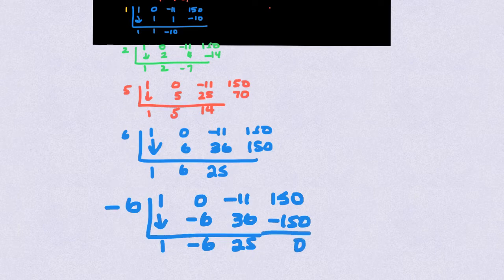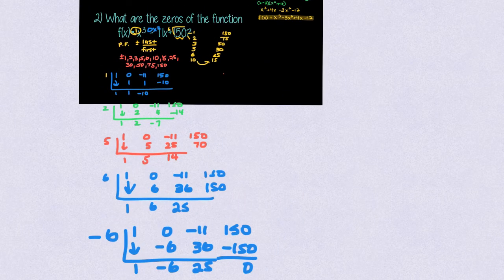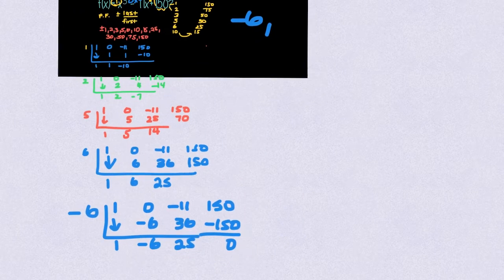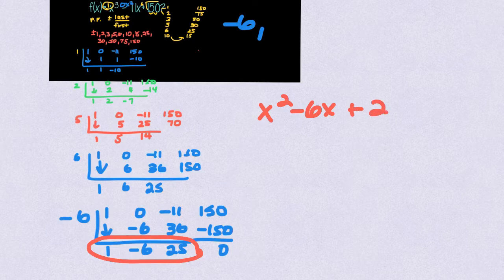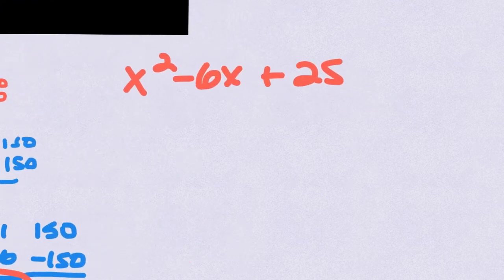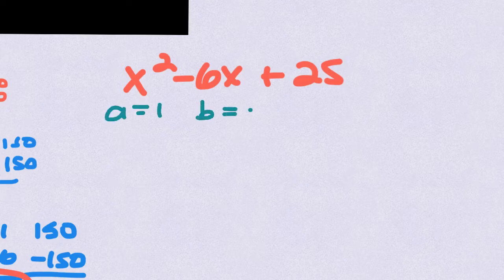And there's my 0. So -6 is the first 0 of the function. And then I need to take my reduced polynomial, which is x squared minus 6x plus 25, and see if I can factor it. There are no factors of 25 that sum to -6, which means that this is now quadratic formula. So my A is 1, my B is -6, and C is 25.